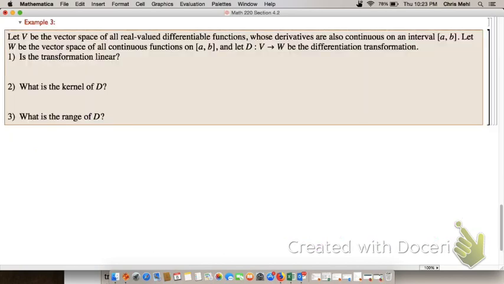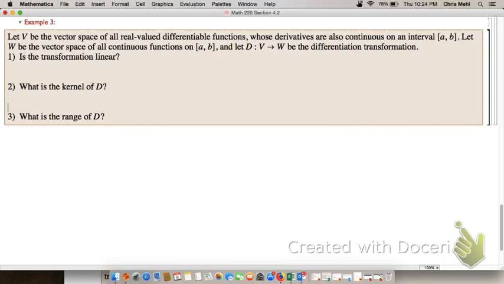So last example for the video. What we're going to do is define a transformation capital D from a vector space V to W. V is going to be the vector space of all real-valued differentiable functions whose derivatives are continuous on an interval from a to b, and let W be the vector space of all continuous functions on the closed interval from a to b. And this transformation D from V to W is going to be the differentiation transformation.